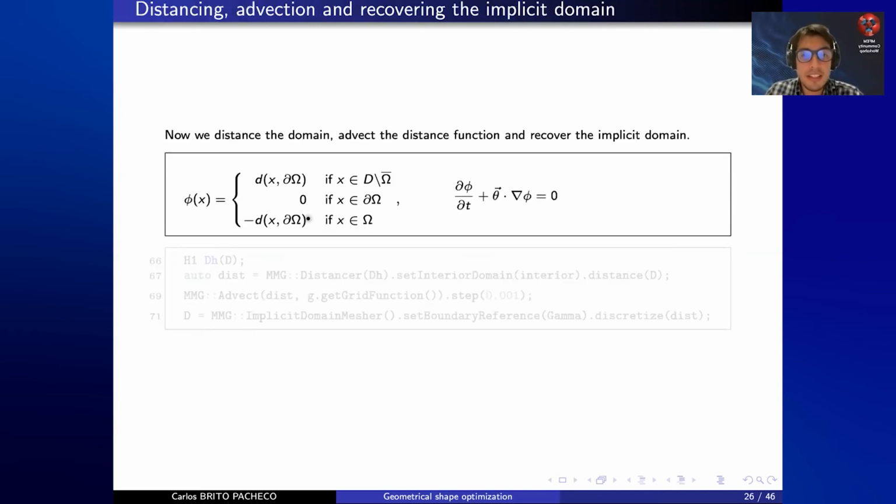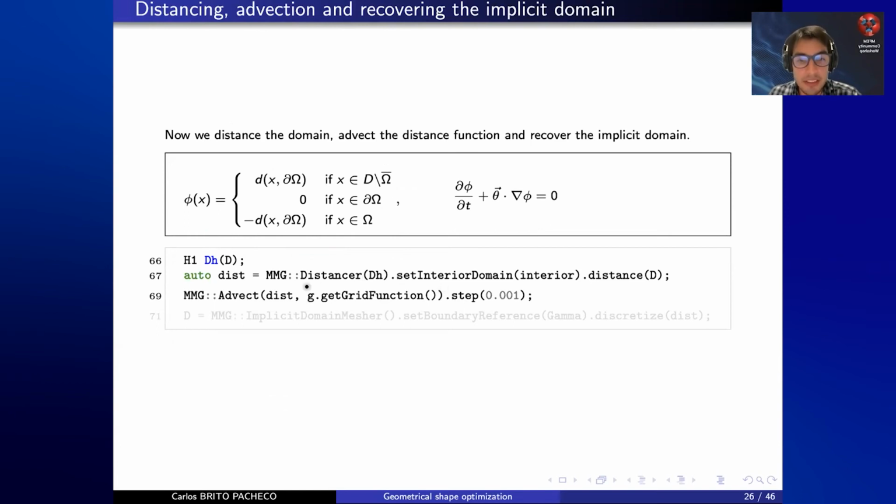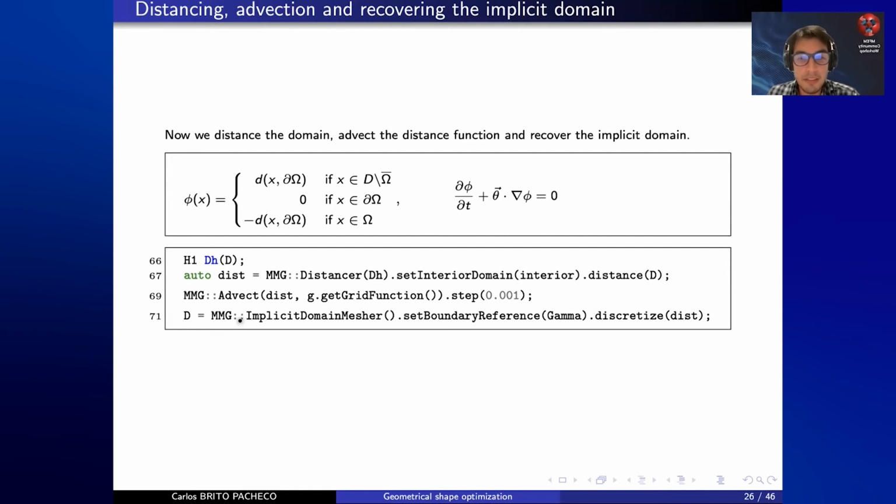Finally, you just want to distance the domain, advect the distance function, and recover the implicit domain. So how do you do this? You just call the distancer utility, and you distance D. You advect the distance function by the shape gradient we just computed. We pass some small time step, 0.001 seems to work. And we recover the implicit domain by the implicit domain measure function of FMG. So here we just set the boundary reference. We just want to say that the boundary reference of our shape will still be gamma.